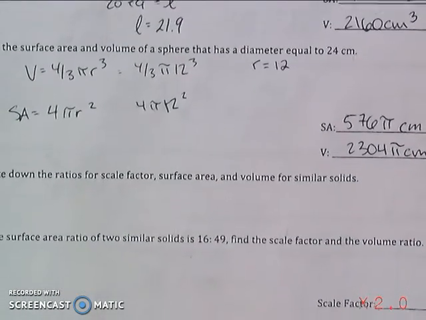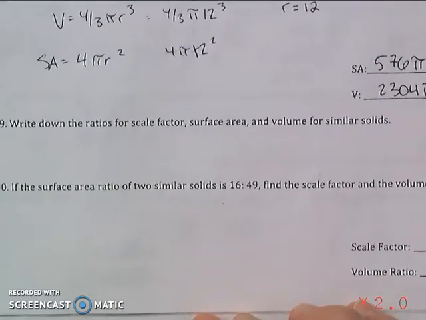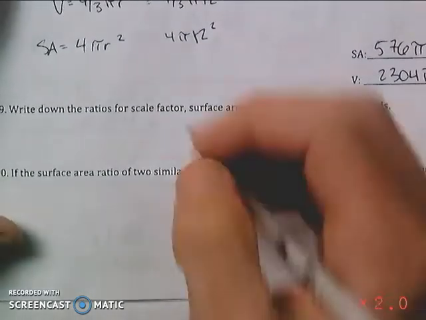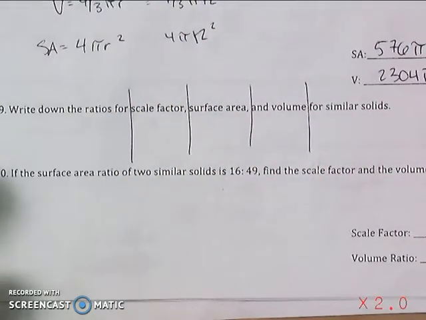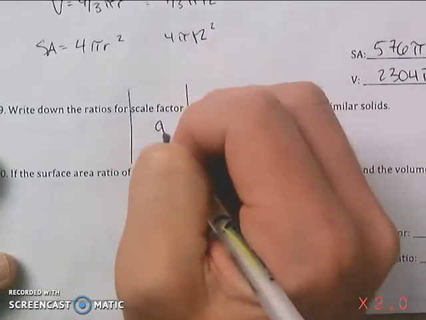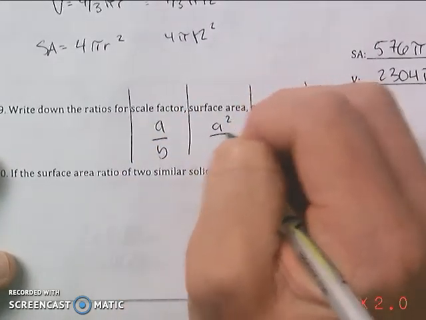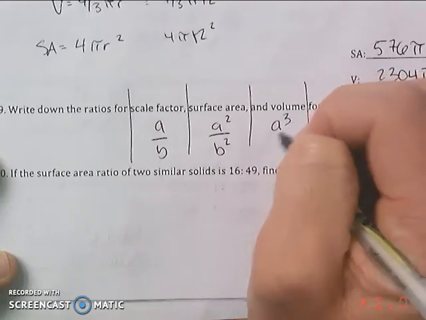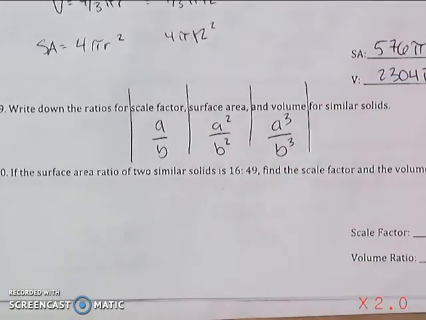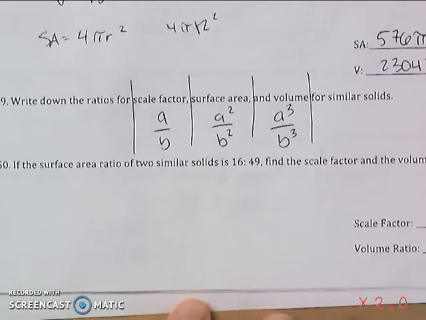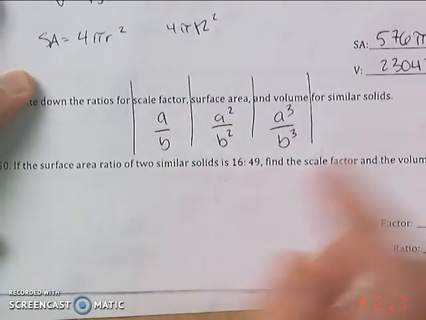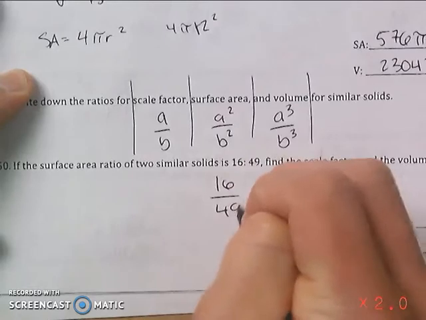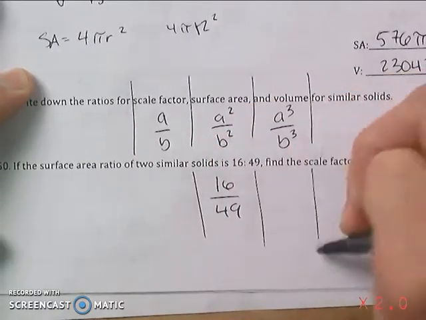49, write down the ratio for scale factor, surface area, and volume. So I'm going to go ahead and just section these off here real quick. Scale factor for a normal one is A to B. Surface area is A squared to B squared. And volume is A cubed to B cubed. The problem below asks us to basically solve all three of these given the middle one, given the surface area ratio, which is 16 to 49. Notice I'm lining it up with the ones above it still.